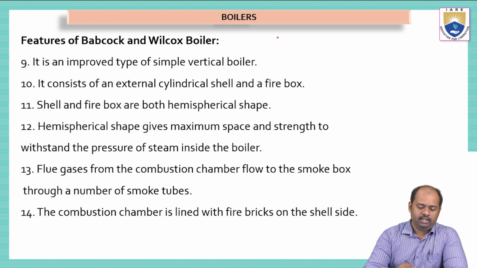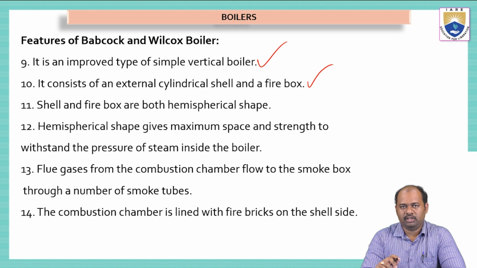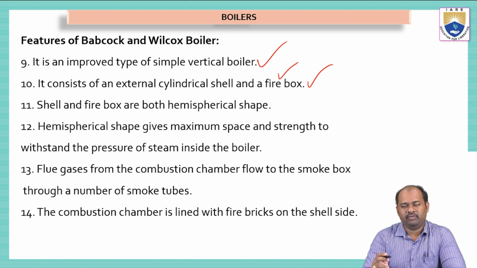So that is a modified version, and this is an improved vertical type boiler. And after that, it consists of an external cylindrical shell and firebox. These are the extra advanced features that are added to the boiler for better working and improving the efficiency. We have a smoke box or firebox. The function of this firebox is to reduce the harmfulness of the gases that are released from the coal.